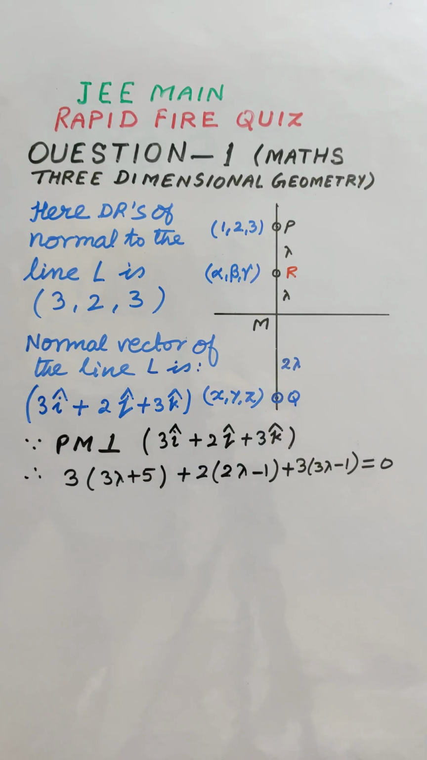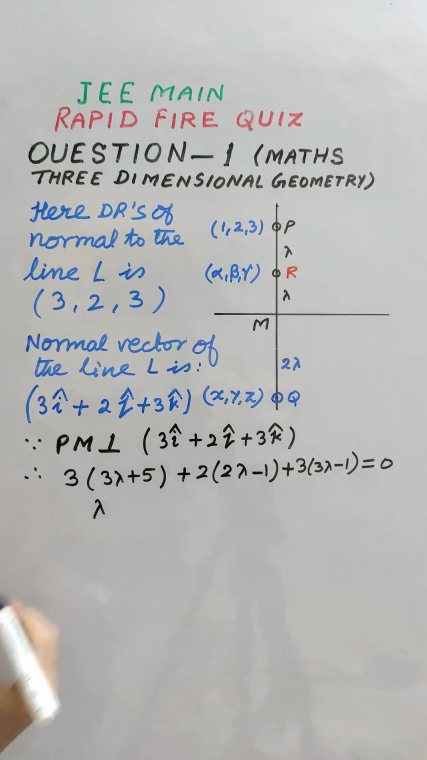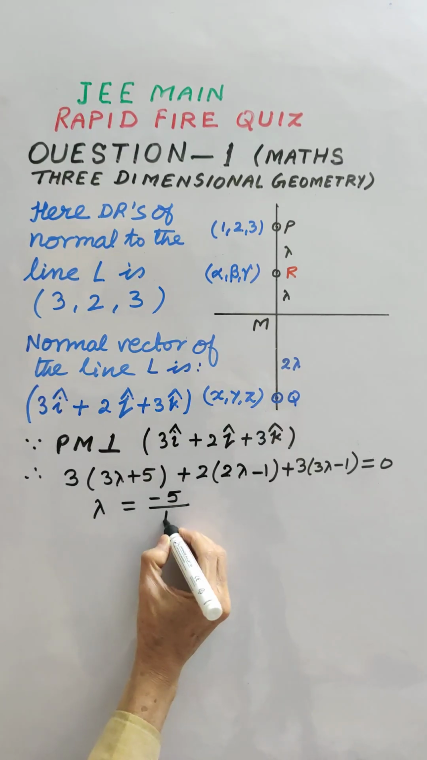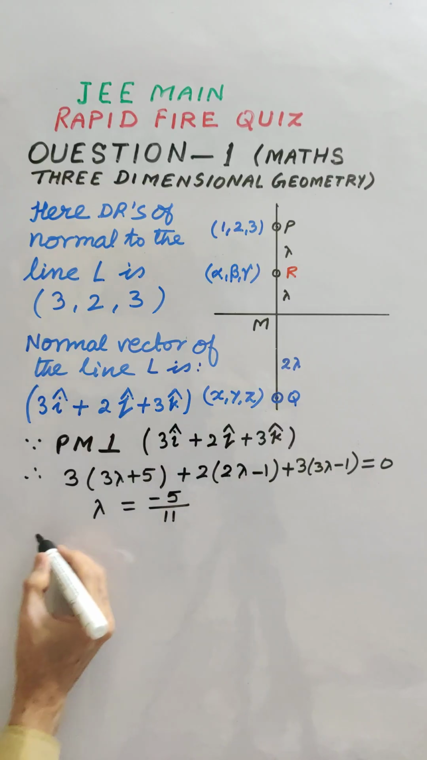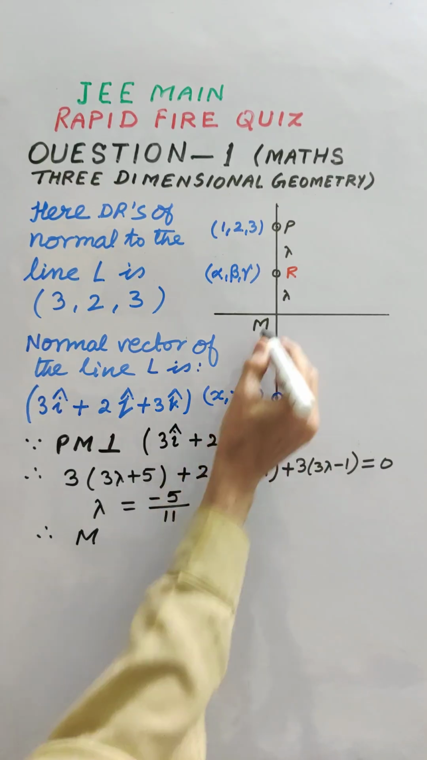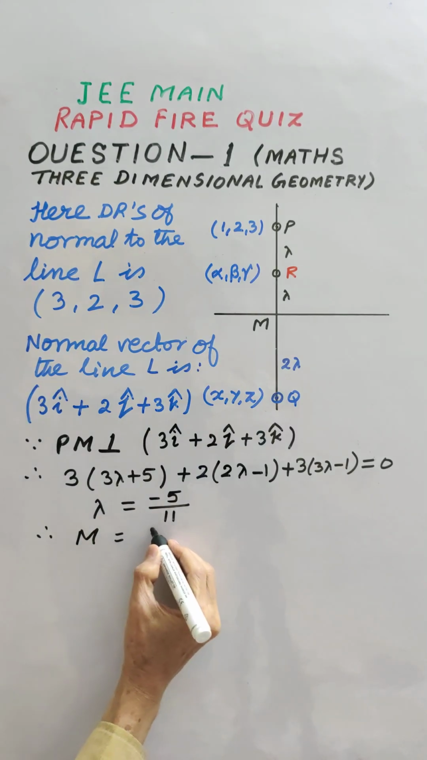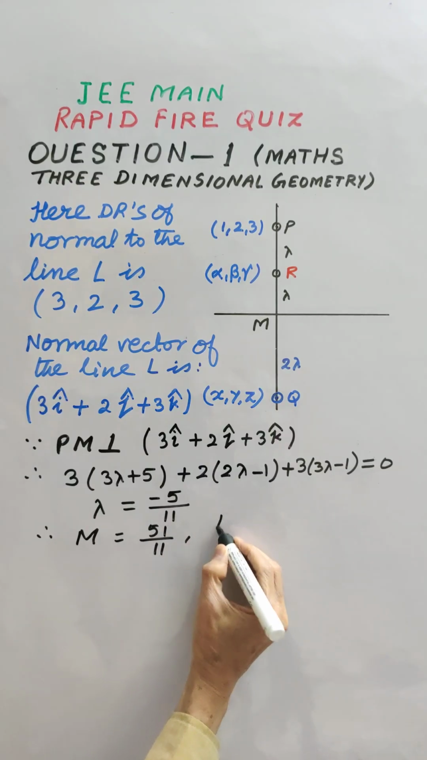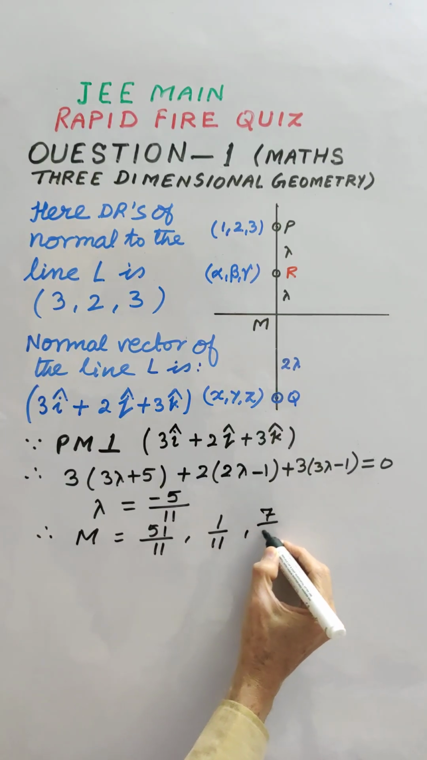So by solving this, इस तरह से हम इसको जब पूरे को सॉल्व करेंगे तो लैम्डा हमें मिलेगा minus 5/11. Therefore M will have the coordinates 51/11, 1/11 and 7/11.